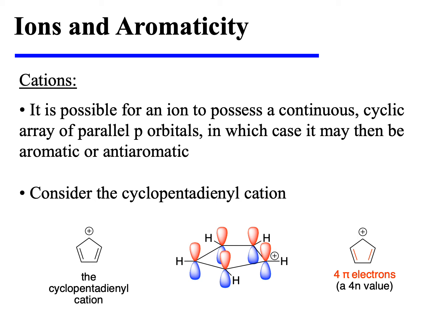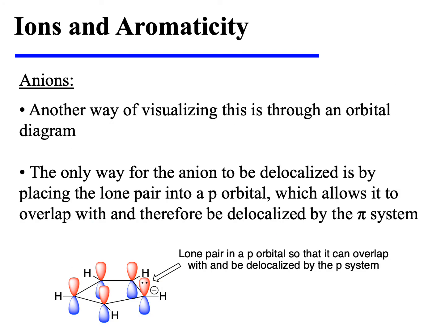Furthermore, the cyclopentadienyl cation has only 4 pi electrons, shown in red on the right-hand structure. That's a 4n value, meaning that this ion is anti-aromatic. Another way of visualizing this is through an orbital diagram.